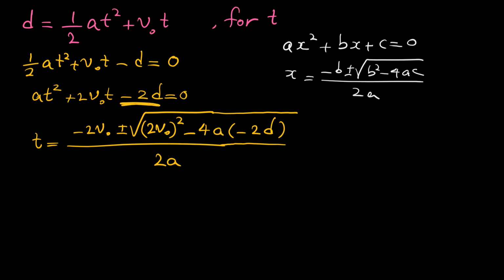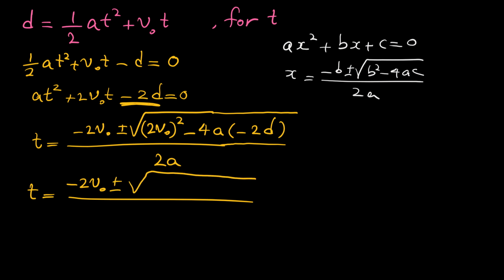But it's a good idea to simplify this answer if it is possible. But this is completely optional. The question was solve the equation for t, and we did. But we want to simplify the answer. In the numerator we have negative 2v0 plus minus radical 2v0 to the 2, which is 4v0 to the 2. Negative 4a times negative 2d is plus 8ad, over 2a.